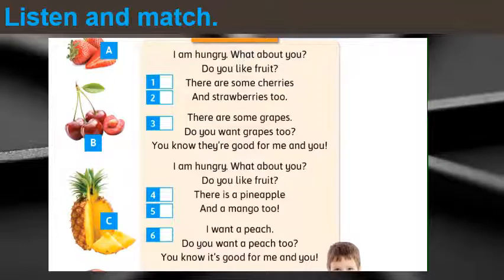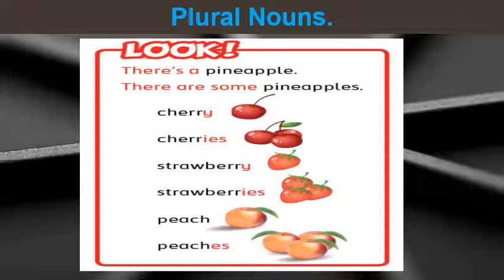All right, I hope you did it right and do the matching. Now, let's move to the next step, which is about what you see. Let's read this. Plural nouns. So this is the third or the second target for this lesson, which is talking about plural nouns. Let's read the examples here and see how to form the plural noun.